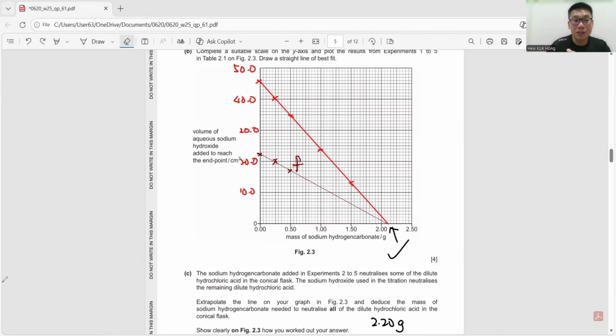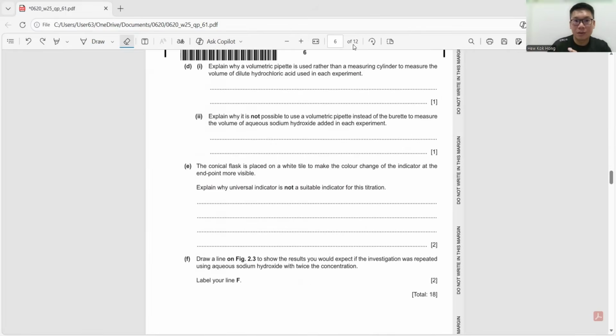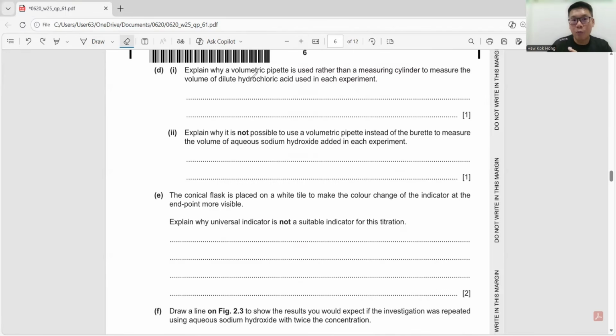Then we go to other questions that just need to explain. D1. Explain why volumetric pipette is used rather than measuring cylinder. They always compare these because pipette is more accurate. Then, why is it not possible to use pipette instead of burette to measure the volume of aqueous sodium hydroxide in each experiment. We know with a pipette we can only measure a fixed volume, but the NaOH for every experiment has a different reading. That's why we cannot use pipette.